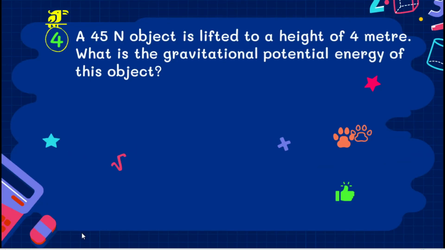And next, the fourth sum. A 45 Newton object is lifted to a height of 4 meter. What is the gravitational potential energy of this object? So what they are asking here, gravitational potential energy. Already we know the formula for gravitational potential energy. What is the formula? Potential energy is equal to mass into gravity into height.